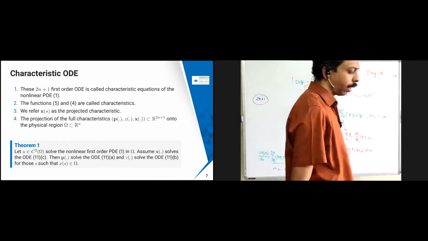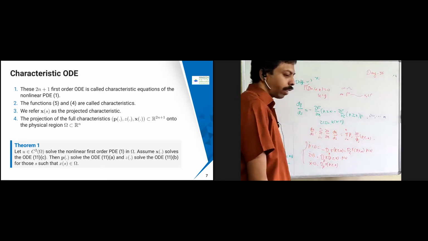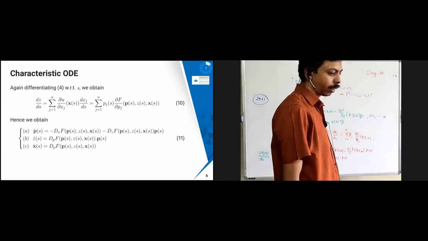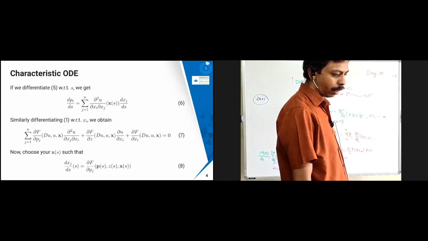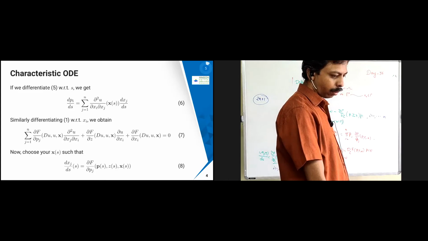These are the characteristic equations for the nonlinear PDE, and equations 5 and 6 are called characteristic, meaning x dot of s, x of s and z of s. So we have z of s, 5 and 6.